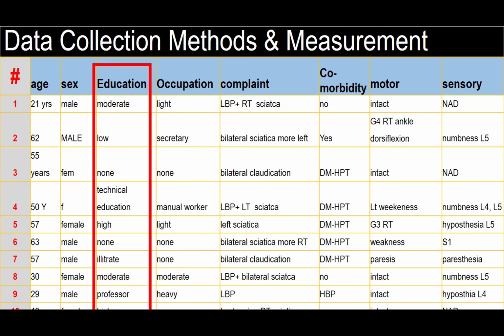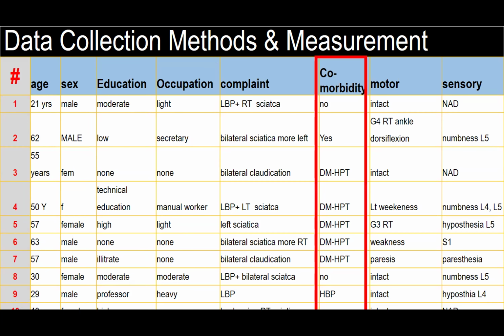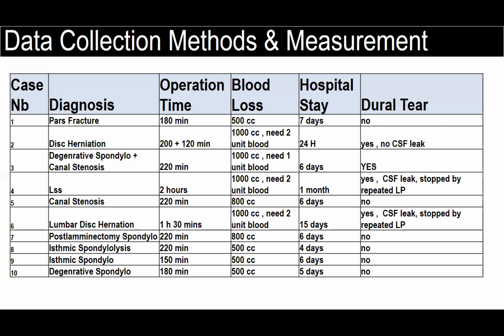Education, you see, there's no standardized way of entering education in the sheet. So the authors, the researchers, didn't actually enter the data correctly. Similarly for occupation, you look at the comorbidity, see yes, no, and then DM, you see it is really very heterogeneous. Another example of data that was collected and sent for statistical analysis, here, look at the diagnosis. The diagnosis is not homogeneous, it was not well defined before the study was done. So you see data is entered in a very heterogeneous way.